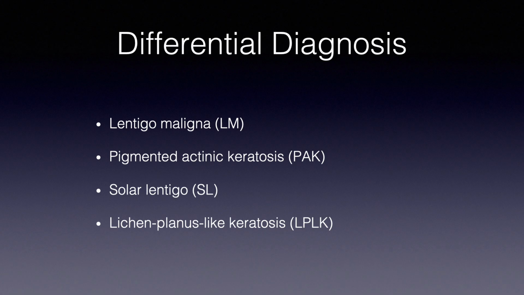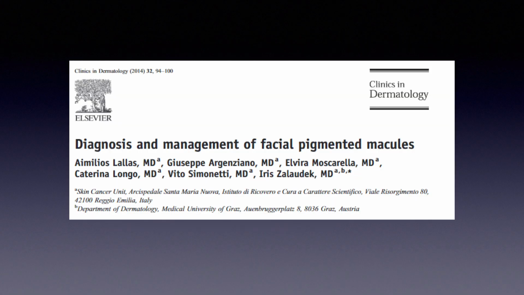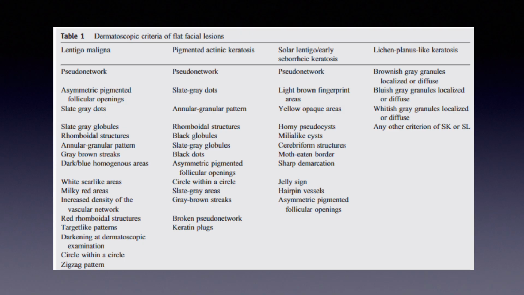Differential diagnosis is not always easy between the lentigo maligna and pigmented actinic keratosis, solar lentigo, and lichen planus-like keratosis. In this paper published in 2014, some criteria have been described for the diagnosis and the management of facial pigmented lesions. And that's basically what we learned and what we've been doing in the past 10 years.